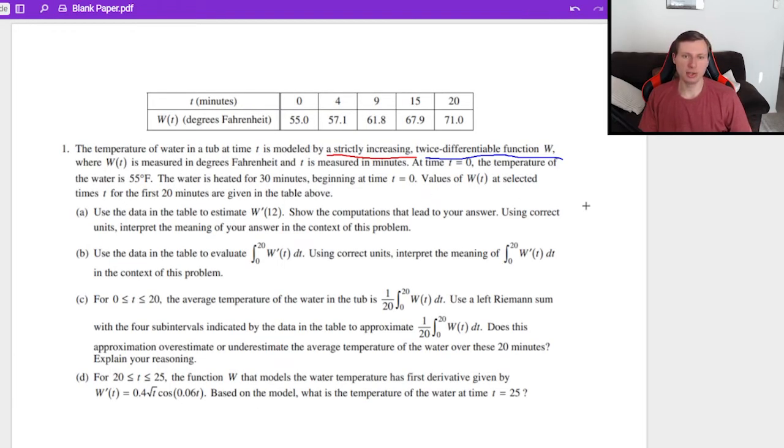The water is heated for 30 minutes beginning at time t equals 0. Values of W of t at selected times for the first 20 minutes are given in the table below. Part A. Use the data in the table to estimate W prime of 12. Show the computations that lead to your answer. Using correct units, interpret the meaning of your answer in the context of this problem.